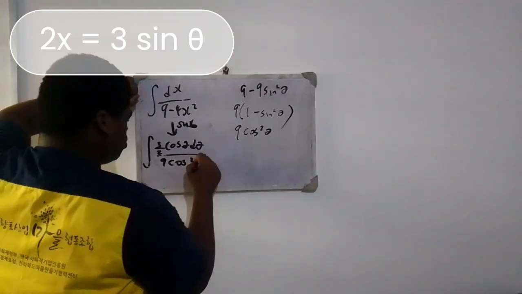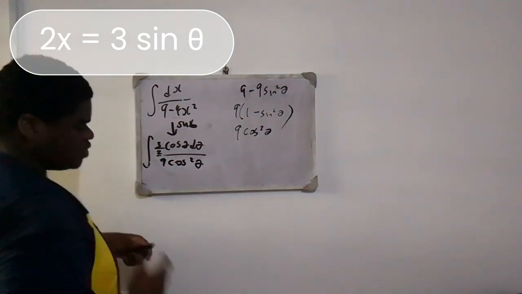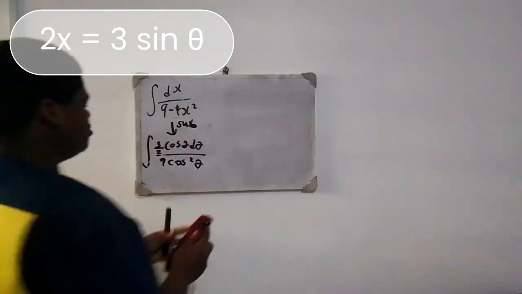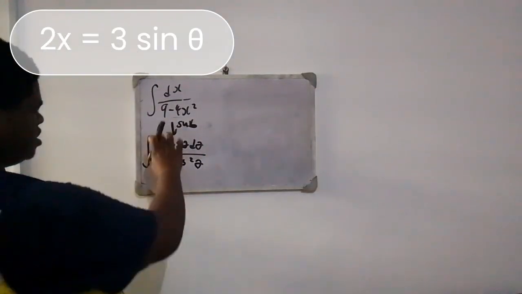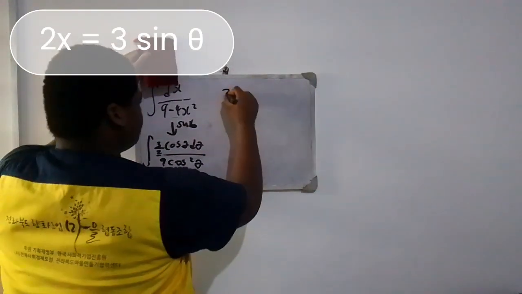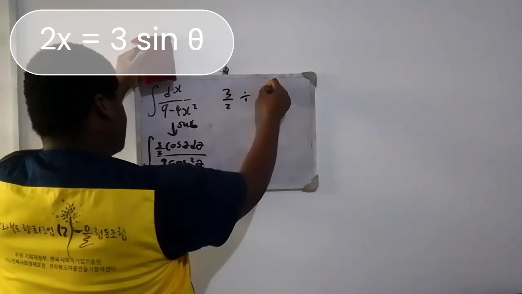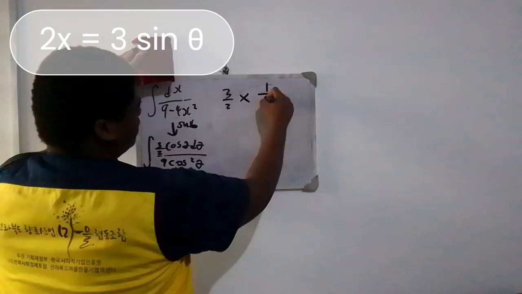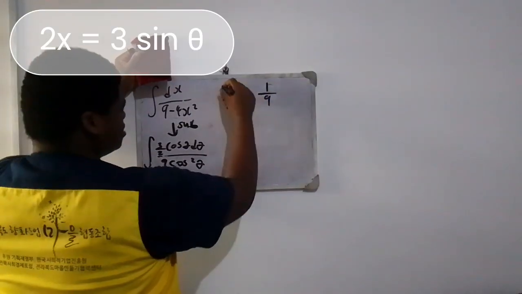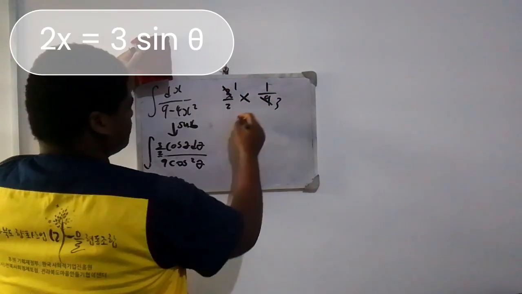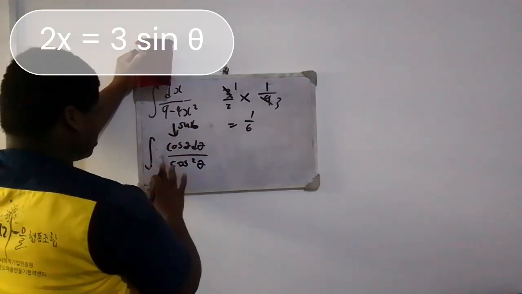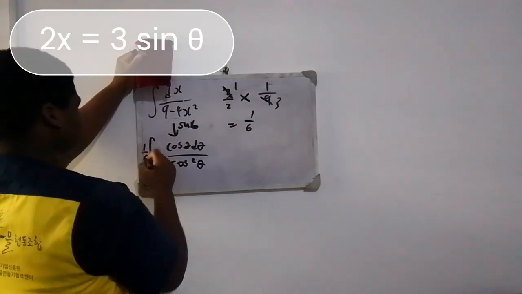9 cos squared theta. Good. Now let me just do some manipulation with the numbers that we have here. So we have 3 over 2 divided by 9. Division sign changes to multiplication and we have 1 over 9. So we have 3 over 2 times 1 over 9. 3 here 1, 3 here 3. This is equal to 1 over 6. So all these numbers can get out and you have 1 over 6.